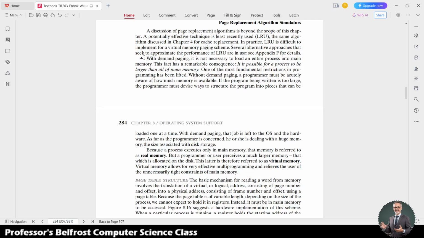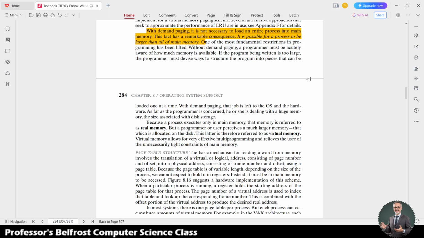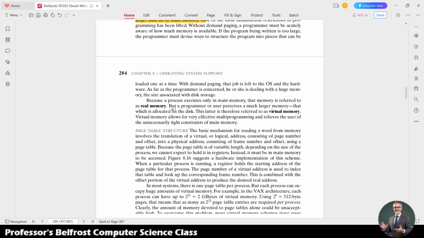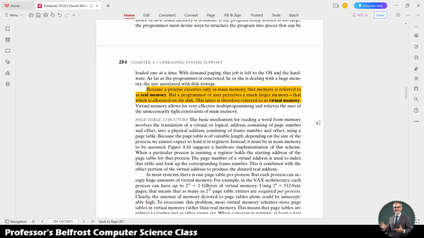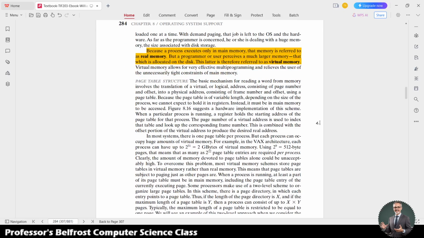Okay, with demand paging, it's not necessary to load the entire process into main memory. This fact has a remarkable consequence: it's possible for a process to be larger than all of the main memory. Because a process executes only in main memory, that memory is referred to as real memory. But a program or user perceives a much larger memory, which is then called virtual memory.